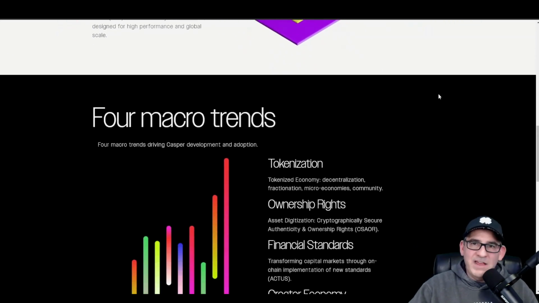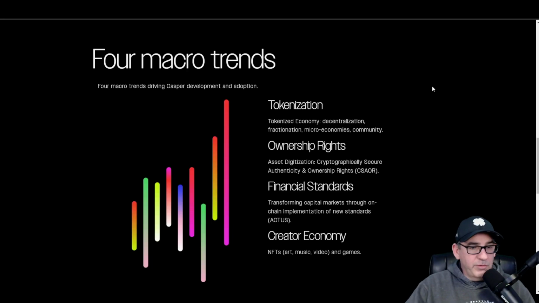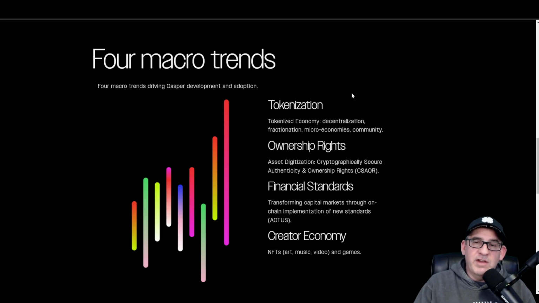So what can Casper do for you? Here's 4 macro trends they've decided. These were the important ones. Tokenization, right? You've probably heard out there in the crypto world, the tokenization of everything. We know that is probably a reality coming in the future, probably far off into the future as far as tokenizing everything. But you can tokenize, decentralize, fractionalize, have microeconomies and communities, right? This is going to be able to handle that type of stuff.